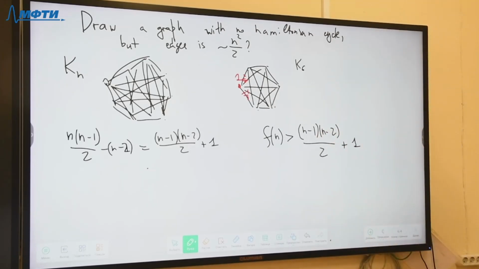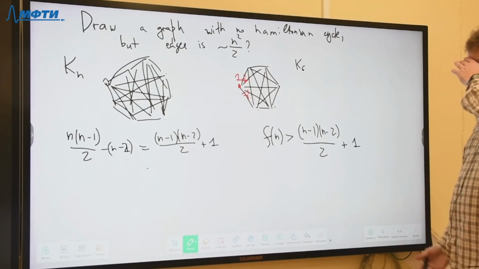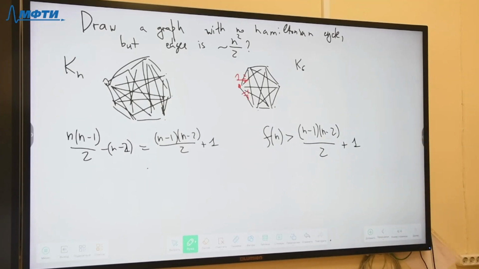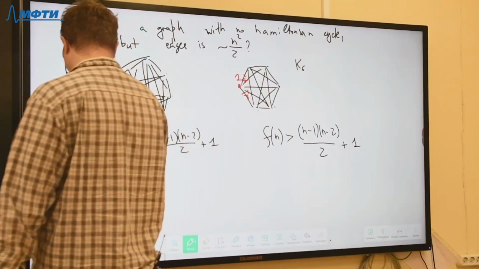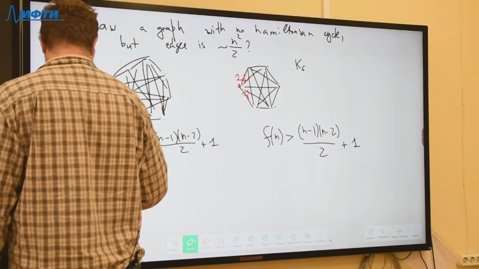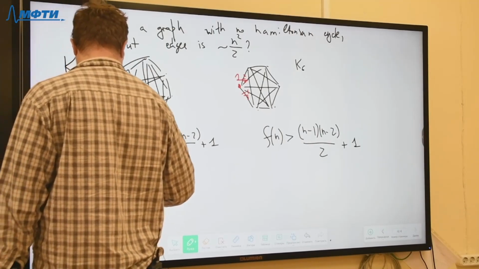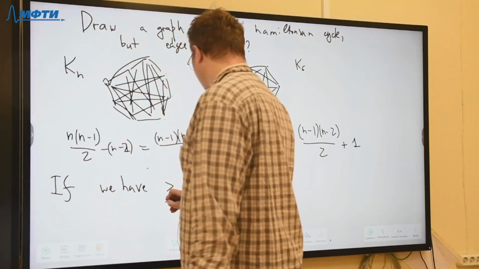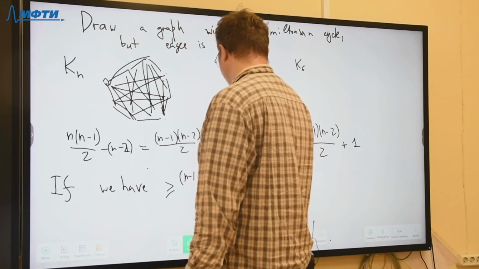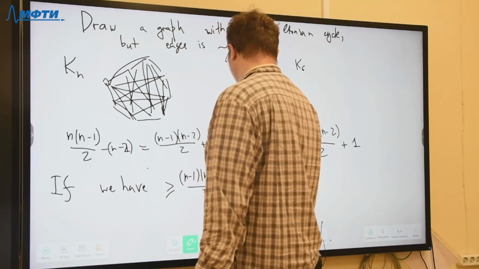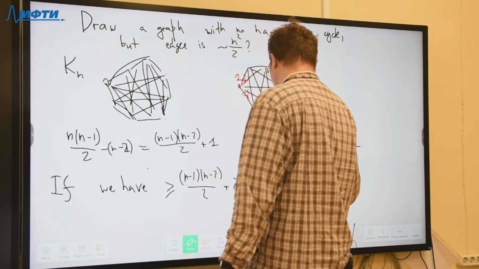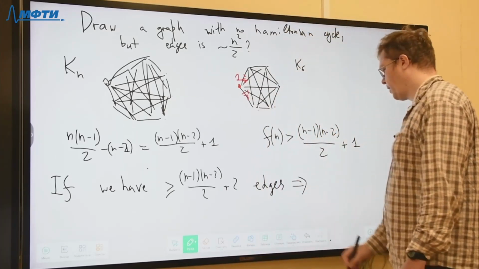plus 1. So the next question is, can we guarantee that our graph will be Hamiltonian if we have more edges than that? So if we have at least (n minus 1)(n minus 2) over 2 plus 2 edges, do we have a Hamiltonian cycle?